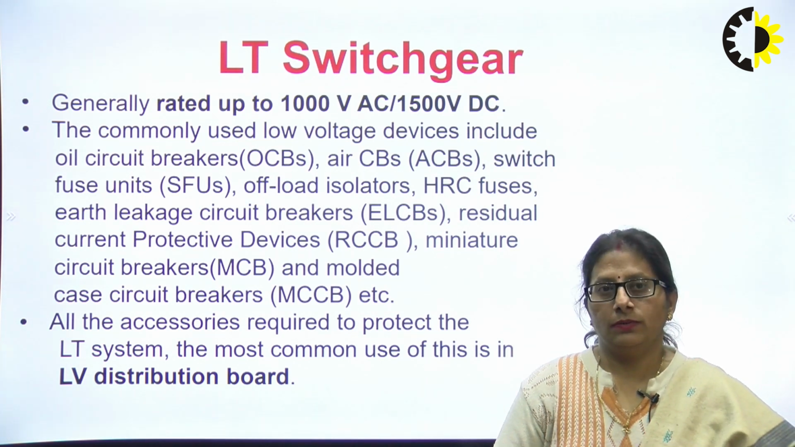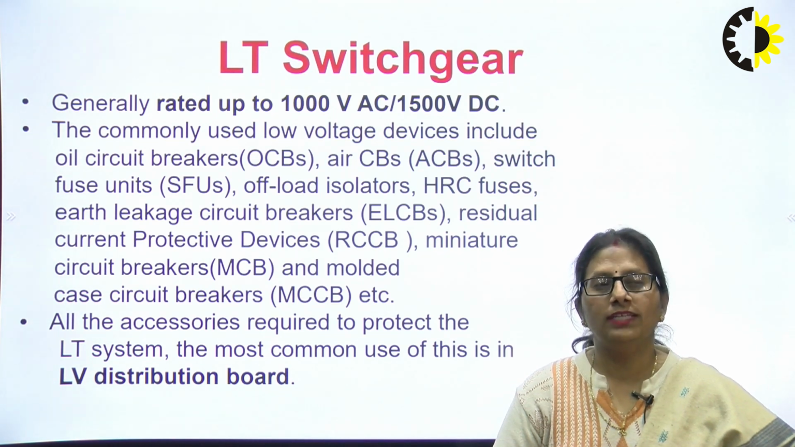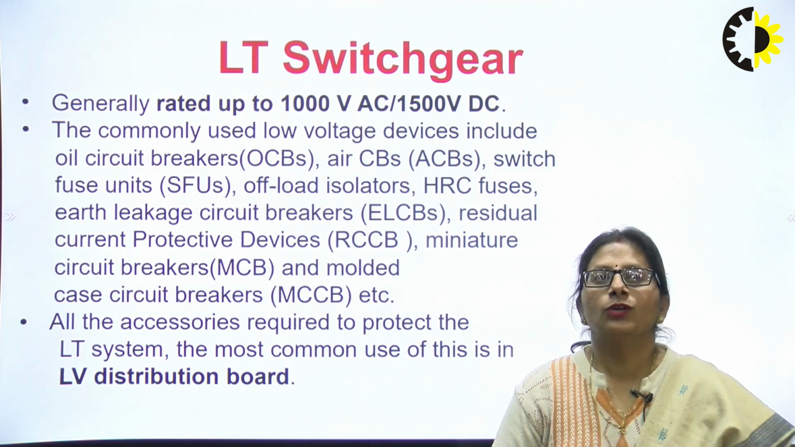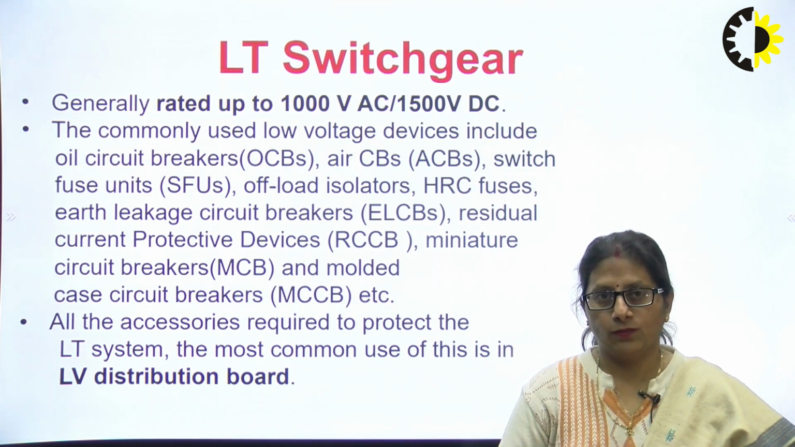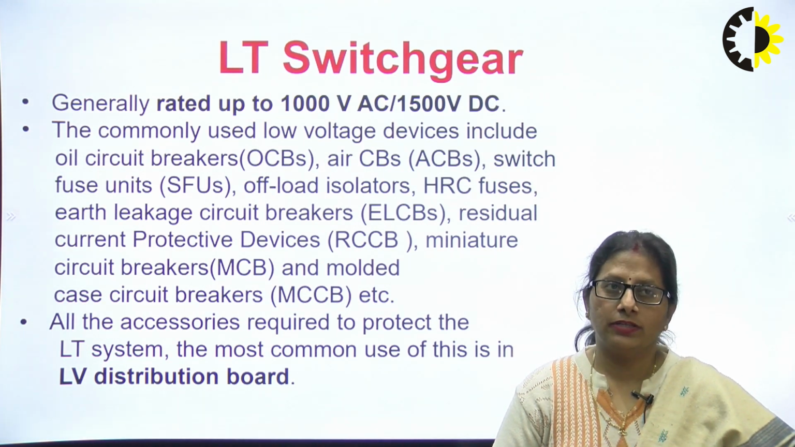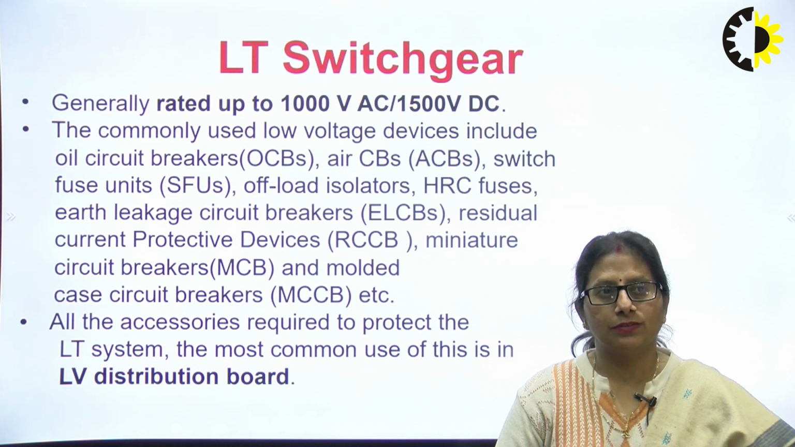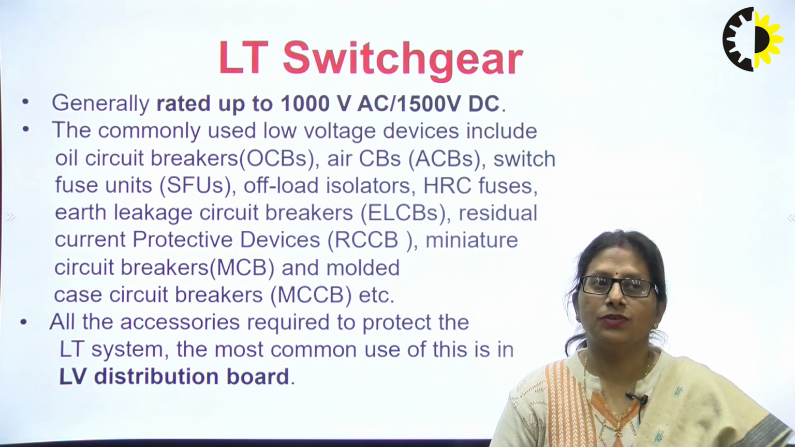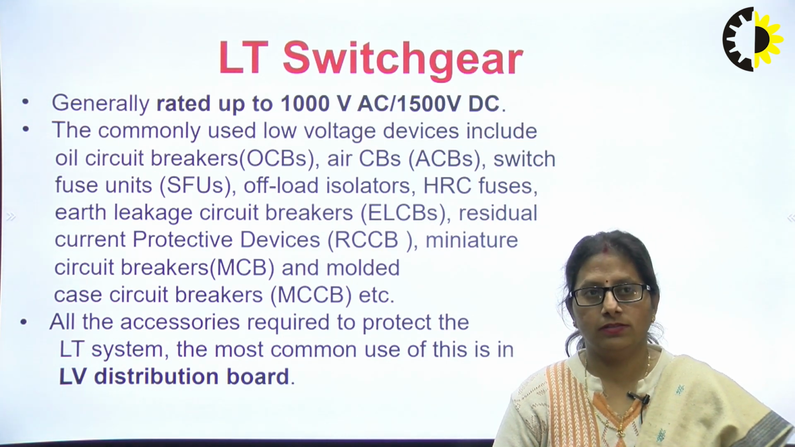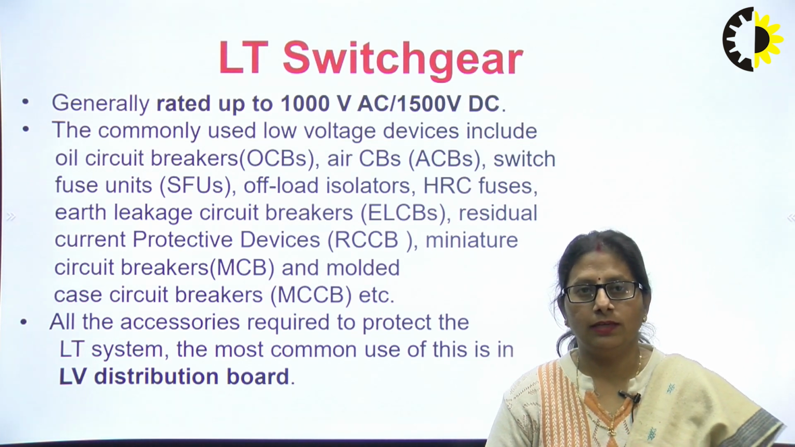Low tension switchgear: here we are discussing low tension switchgear components. So what is low tension? These are generally rated up to 1000 volts AC or 1500 volts DC. The commonly used low voltage devices for switchgear protection include oil circuit breakers or air circuit breakers, switch fuse units, off-load isolators, ELCB, earth leakage circuit breakers, RCCB, that is residual current protective devices, MCB, miniature circuit breakers, and MCCB, that is molded case circuit breakers.